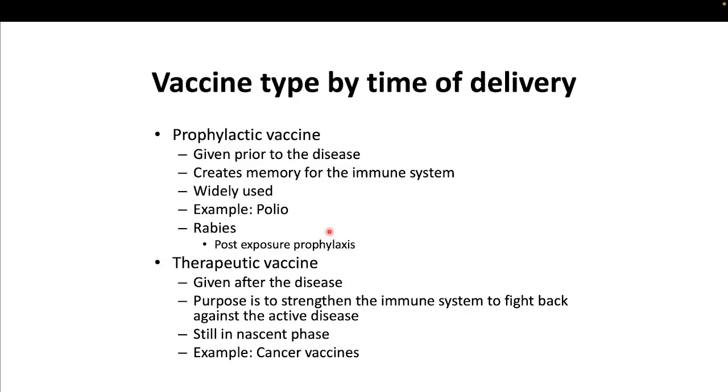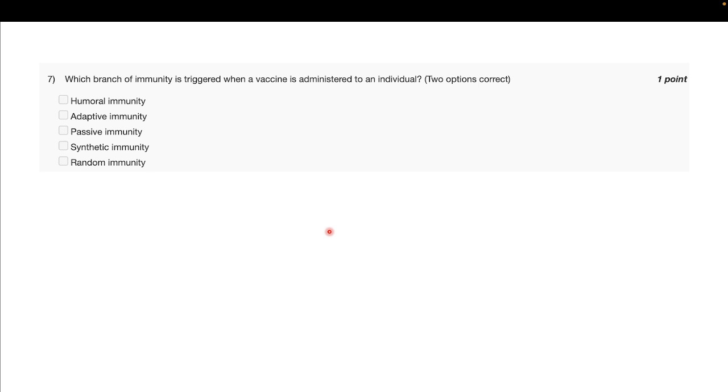Okay, I'll take the next question for discussion then. Next is, which branch of immunity is triggered when a vaccine is administered to an individual? Again, we have to choose two options from the list.